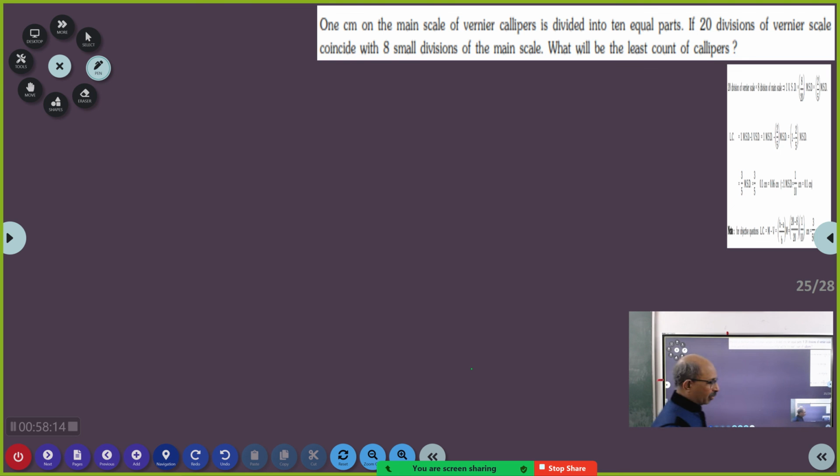Now try to solve this problem. With this knowledge, you try to solve this problem. 1 centimeter on the main scale of vernier calipers is divided into 10 equal parts. Okay, that means each division is 1 millimeter. If 20 divisions of the vernier scale coincide with 8 divisions on the main scale, what is the least count in the calipers? Do it. Now don't simply remember the formulas and write. No, you formulate the problem and solve this problem. Let me see.